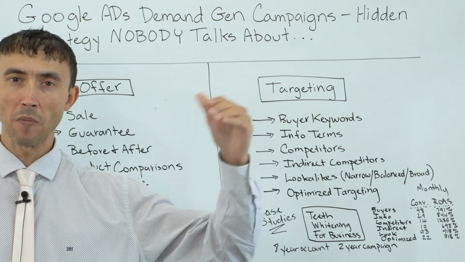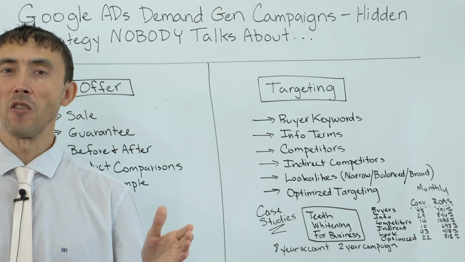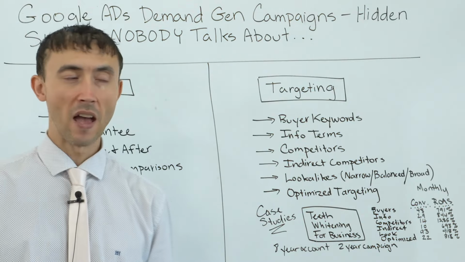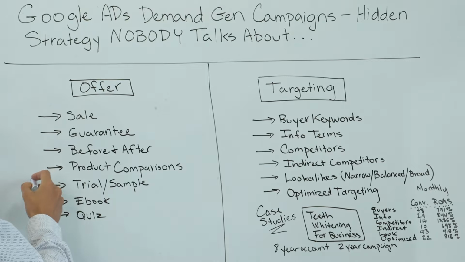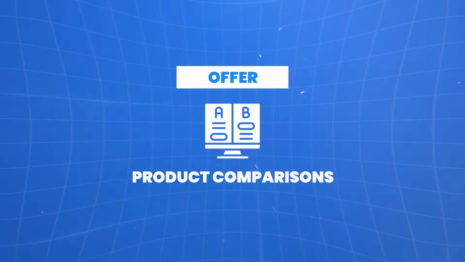Sometimes we do a two-step like that. Sometimes we just rely on people clicking through, and then while they're on the site, they go over to the product page and buy that way. We actually do both for that paint company. So you've got before and afters, you've got product comparisons. Almost nobody does this one.